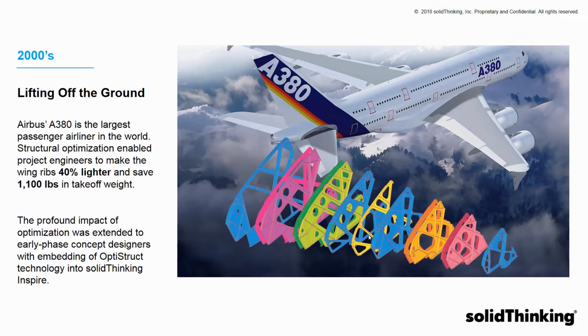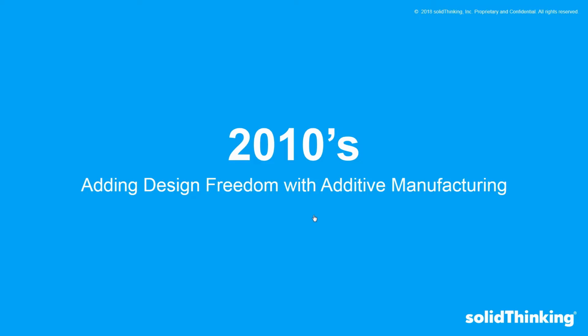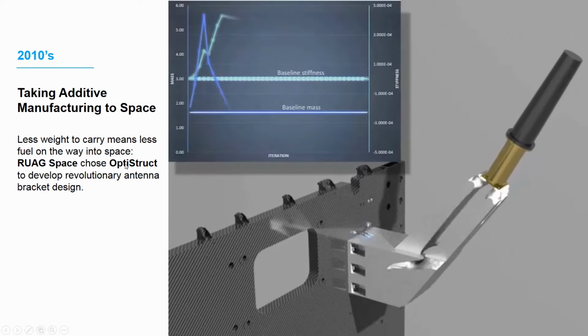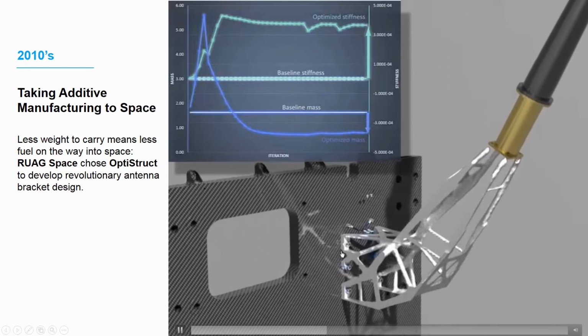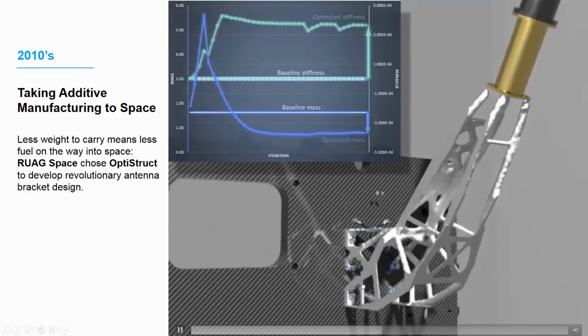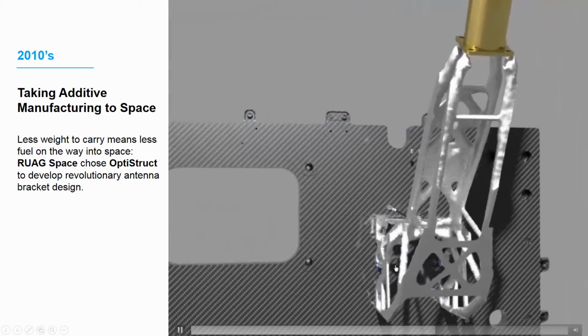Altair packaged the optimization solution into a more user-friendly interface called Inspire, and made the technology available for designers and design engineers. In 2010, Rockspace used Altair's technology to design this antenna bracket for satellites, and it is 3D printed.